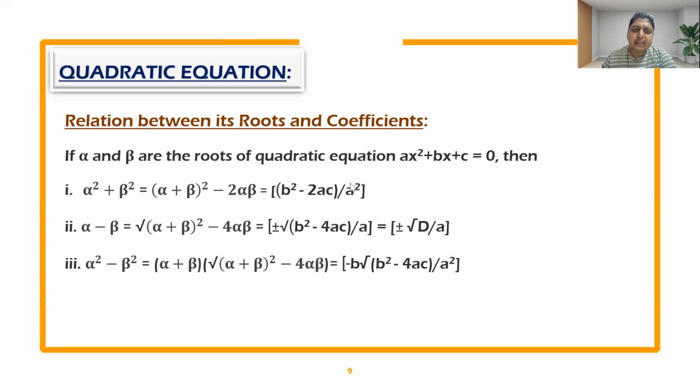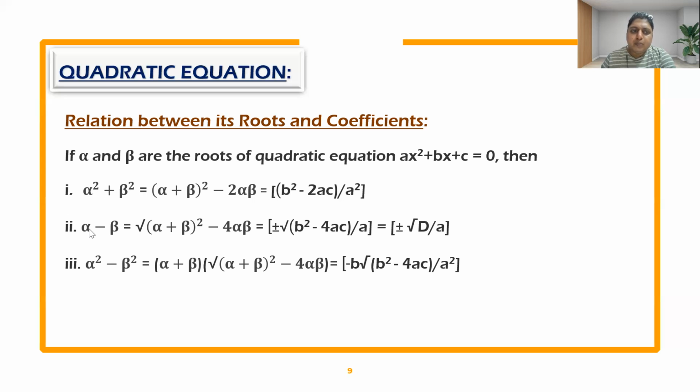So it is that expression that we have to learn before implementing it to solve a question. It will directly give an output on that question. If we have to find the value of alpha square plus beta square, then we have to apply (b square minus 2ac) divided by a square. Alpha minus beta, which we have discussed earlier, is root D divided by a.